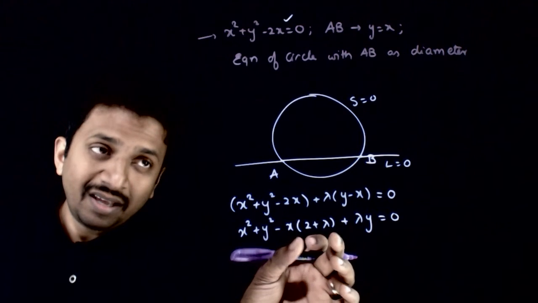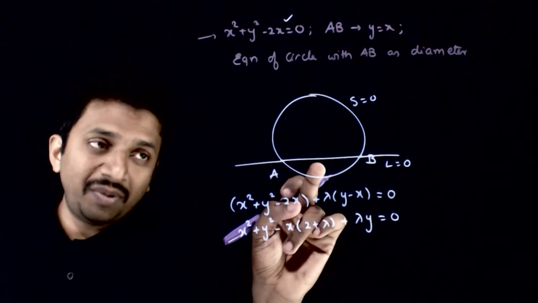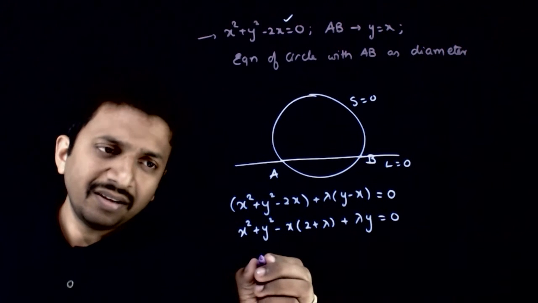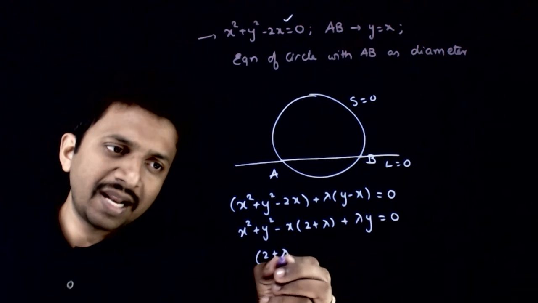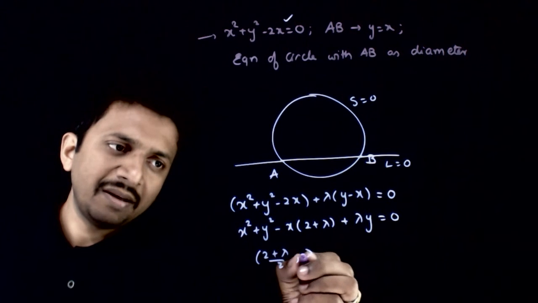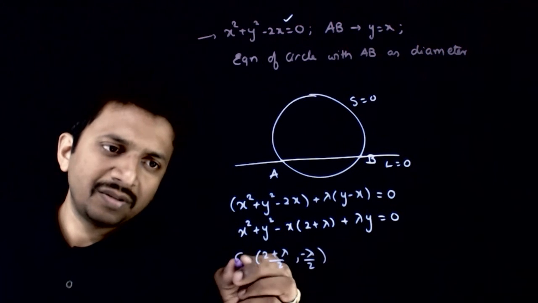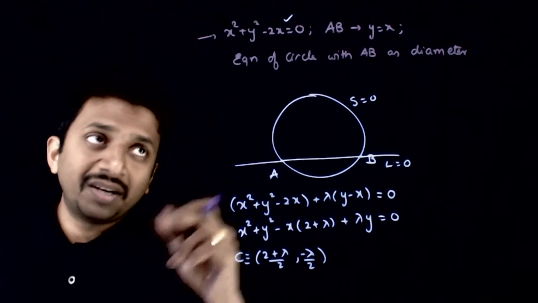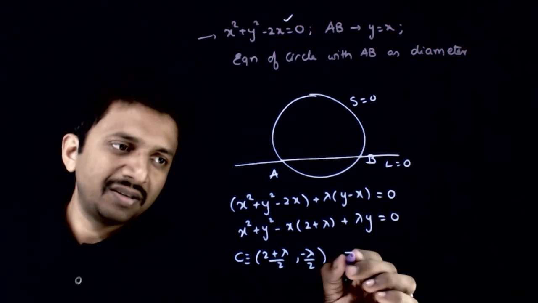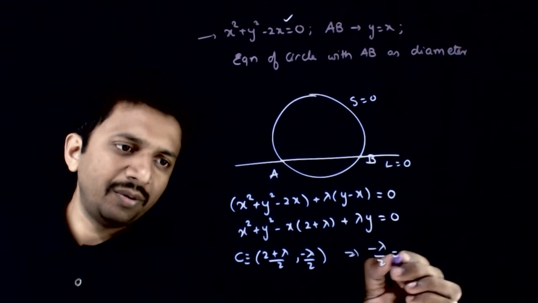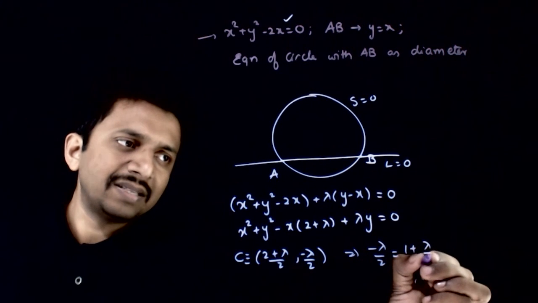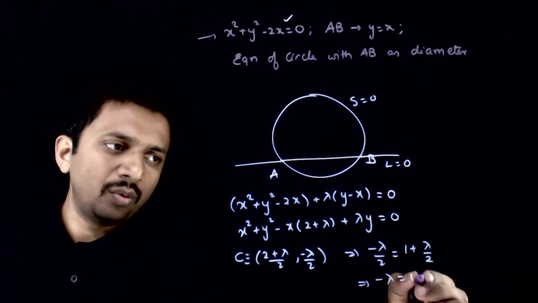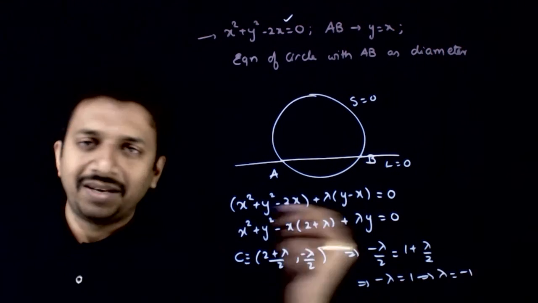Now, the center of the circle has to lie on the line AB for AB to be the diameter of the circle. So what is the center of the circle? Center of the circle is ((2 plus lambda) by 2, minus lambda by 2). So this is the center. So this center has to lie on AB, that is y should be equal to x. This implies minus lambda by 2 is equal to (2 plus lambda) by 2. This implies minus lambda is equal to 1, lambda is equal to minus 1.